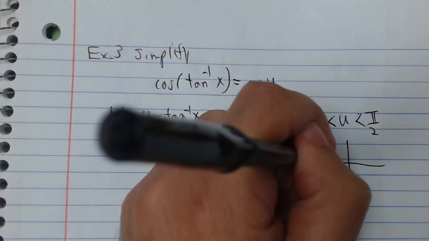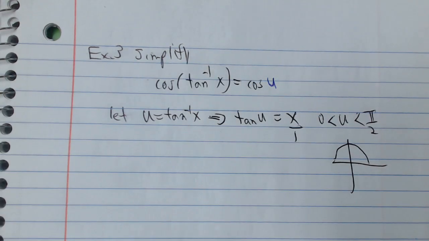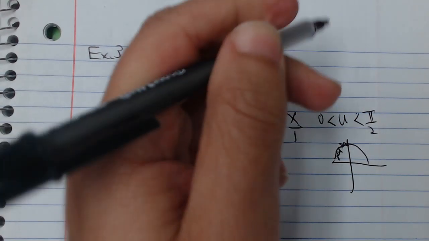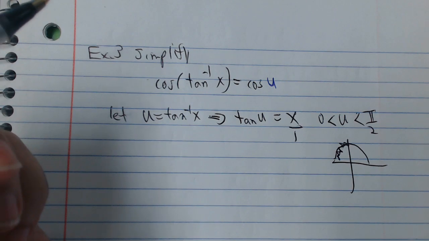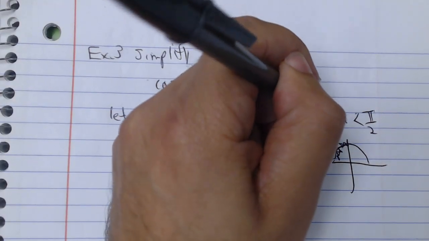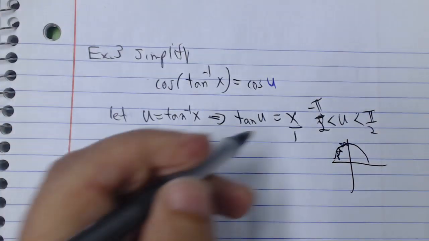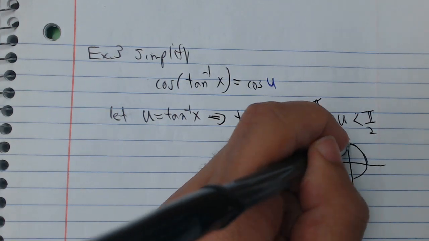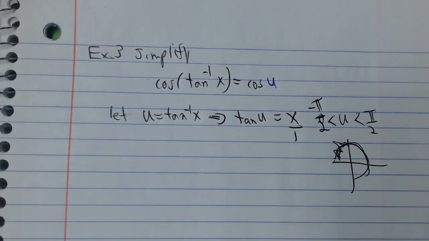But 0 to pi over 2 means what? I'm either in quadrant 1, or, never mind, tangent inverse has restrictions from negative pi over 2 to pi over 2, which means I'm either in quadrant 4 or quadrant 1. Okay, so coming back to this.